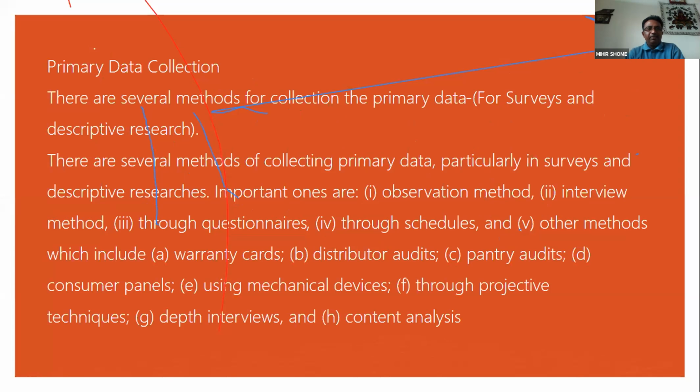Primary data. There are several methods of collecting primary data, particularly in surveys and descriptive research. Important ones are the observation method, interview methods, questionnaires, schedules, and other methods, which include warranty cards, distributor audits, pantry audits, consumer panels using mechanical devices, projective techniques, depth interviews, content analysis. These are the methods basically used for data collection for different purposes.